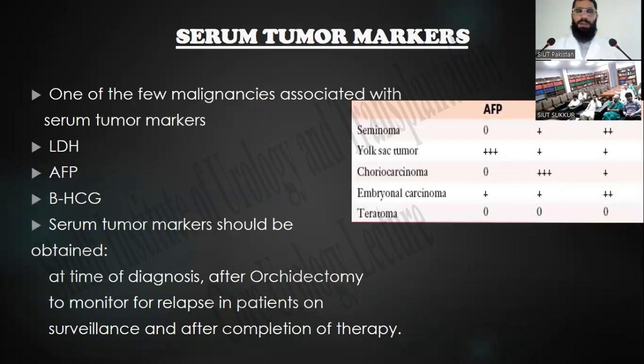Serum tumor markers. Testicular tumors are one of the few malignancies associated with serum tumor markers. These include LDH, AFP, and beta HCG. Tumor markers should be obtained at the time of diagnosis, after orchiectomy to monitor for relapse in patients on surveillance, and after completion of therapy.